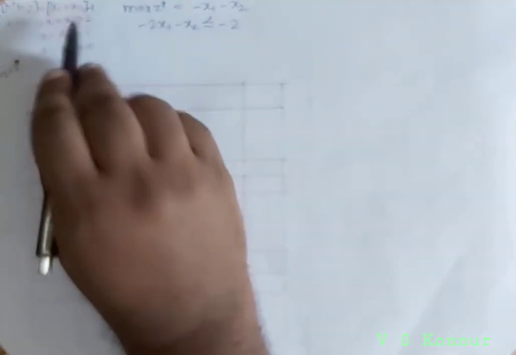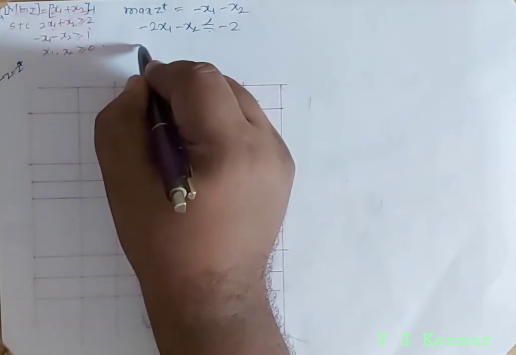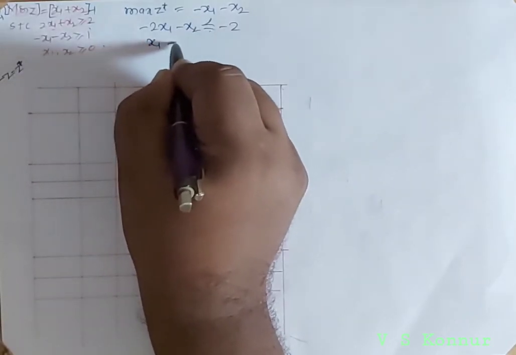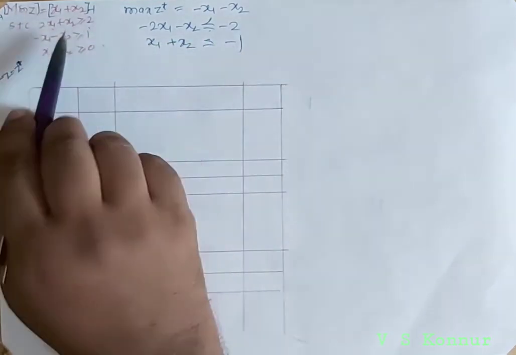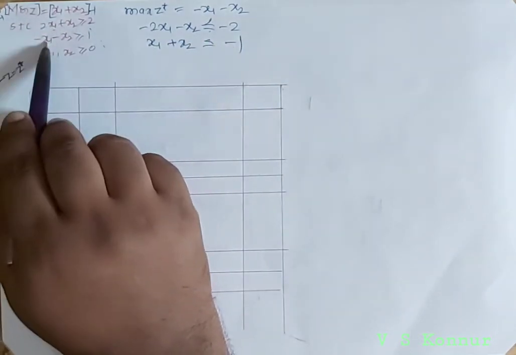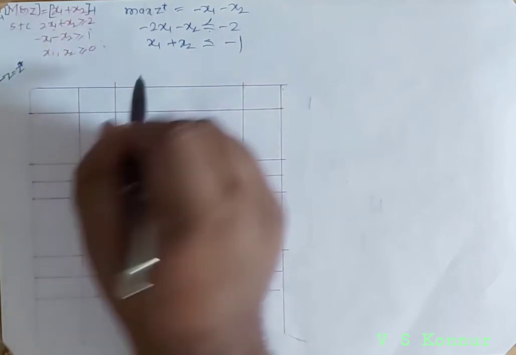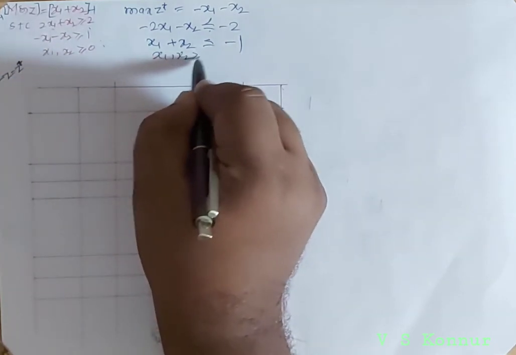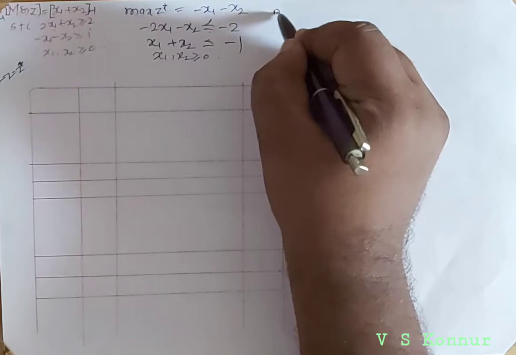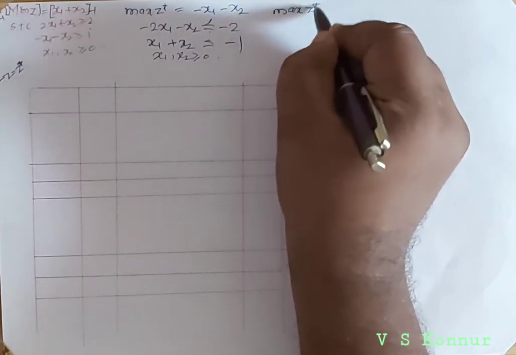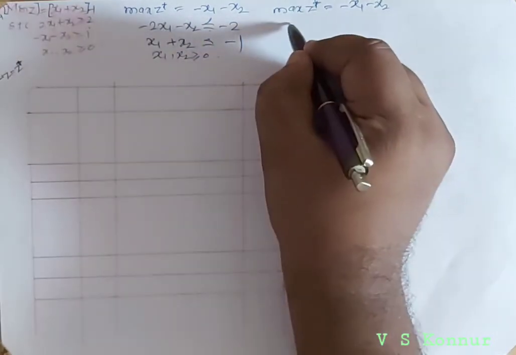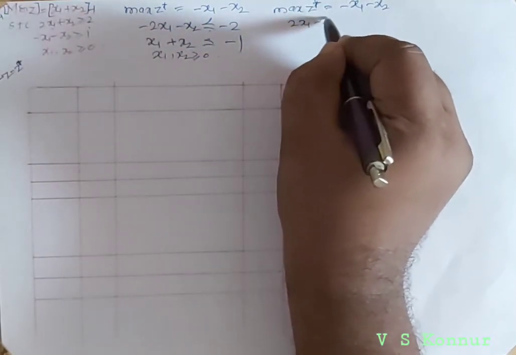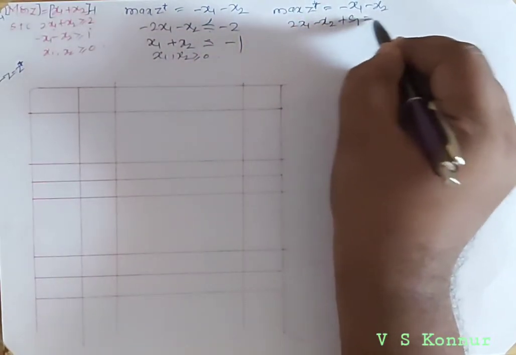I will convert the greater than or equal to sign into a less than or equal to sign. Next, plus x1 plus x2 less than or equal to minus 1, converted by multiplying minus 1 on both sides, x1 plus x2 less than or equal to 1. Now x1, x2 greater than or equal to 0. Now once again I will write the standard form here. Max of z star equal to minus x1 minus x2. First constraint I will form: 2x1 minus x2 plus s1 is equal to minus 2.